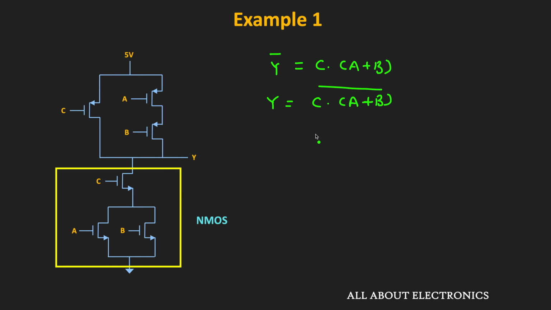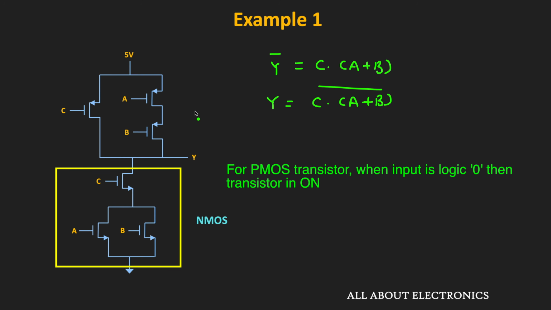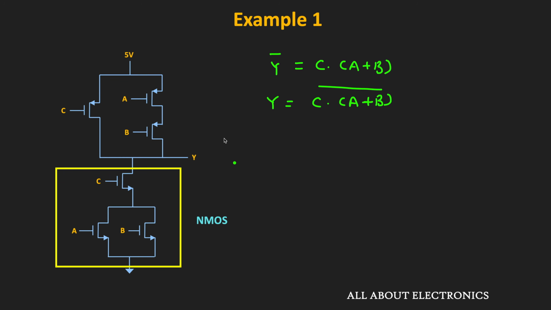The same thing can also be derived from the PMOS network. As you know, the PMOS network pulls up the voltage of the output node to the logic 1. And the PMOS transistor will be in the on condition when the input to the PMOS transistor is equal to logic 0. So from the PMOS network, the output node will get connected to the VDD when C is equal to 0, or in other words, when C bar is equal to 1, or when A and B are equal to 0, or in other words, A bar dot B bar.